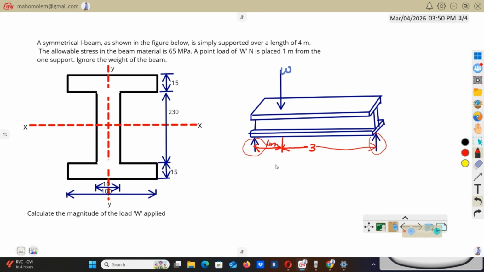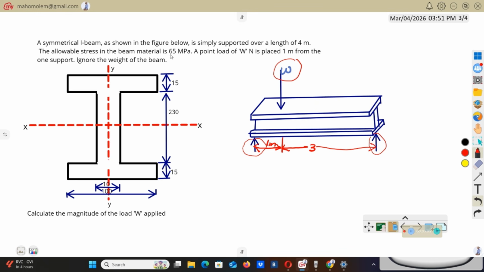A point load of, okay, I've already passed that. Ignore the weight of the beam. This beam is going to have a weight. Remember, this beam is made from steel, and steel is heavy, so this beam itself will have a certain weight. But in this problem, we're going to ignore that. We're going to assume that this beam doesn't have mass, even though in reality we know that this beam will have a weight. So the only load that we will take into account is this external load.